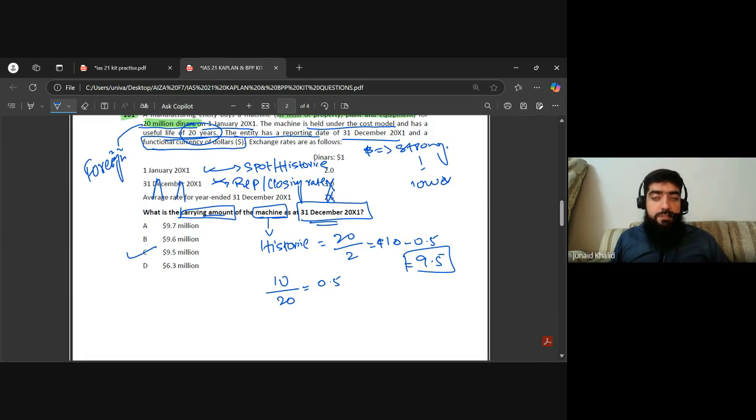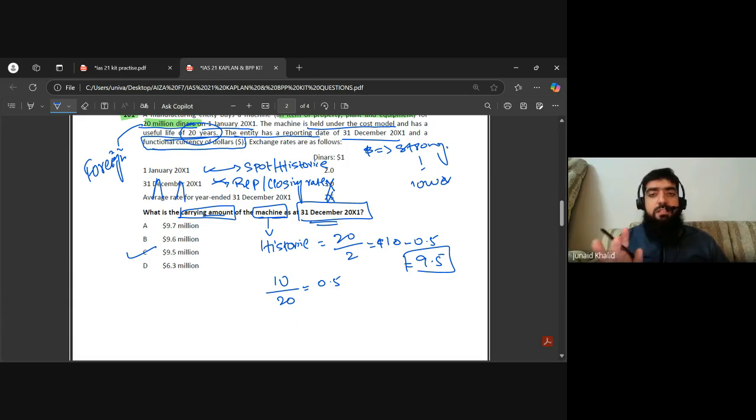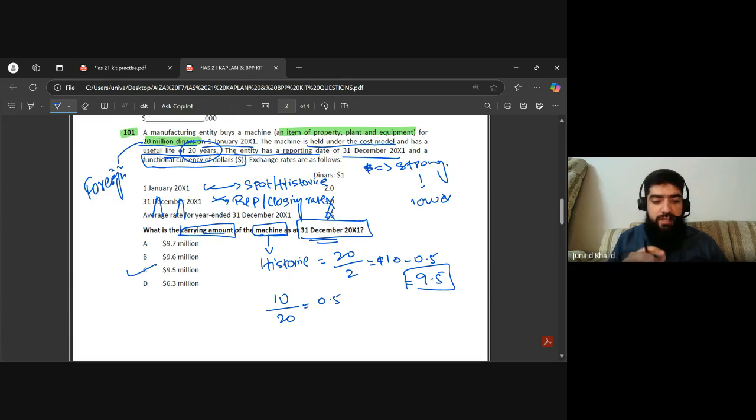Always remember the depreciation. The formula to calculate the depreciation is cost divided by estimated useful life in years. It's not remaining life. It's estimated useful life, that is the total life. So we'll be dividing it by the total life, that is the 20 years.